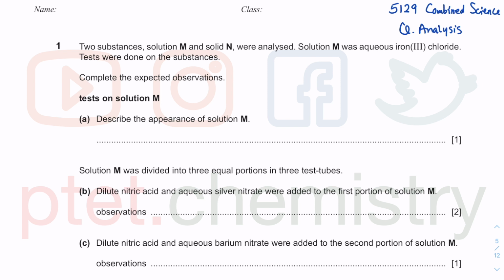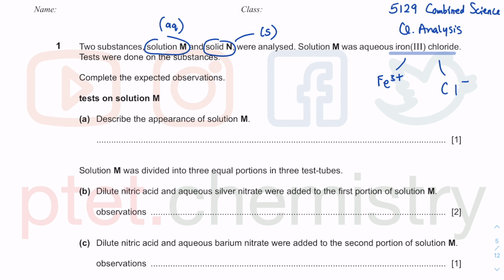In this first question, we have two substances. We got a solution M, solution meaning it dissolves, so it's aqueous or aq, as we learned in year 9. Solid is s, so this is a solid, not solution. We're told that the solution M is iron(III) chloride. Iron(III) in the Roman numeral means Fe3+, and the chloride is Cl-. You're supposed to know this from the theory level syllabus.